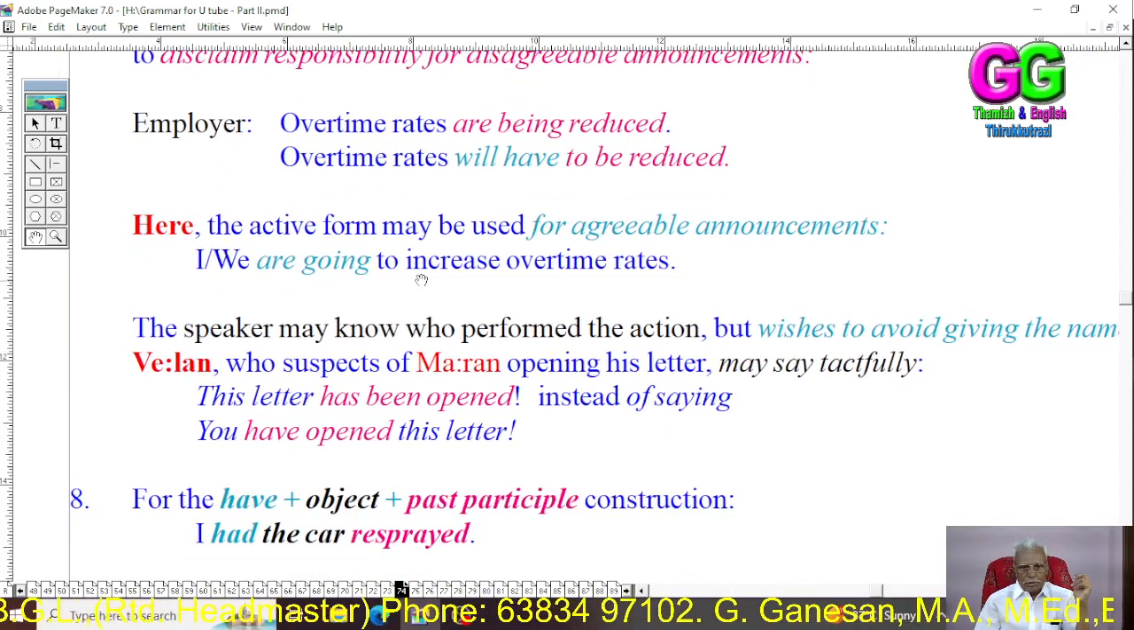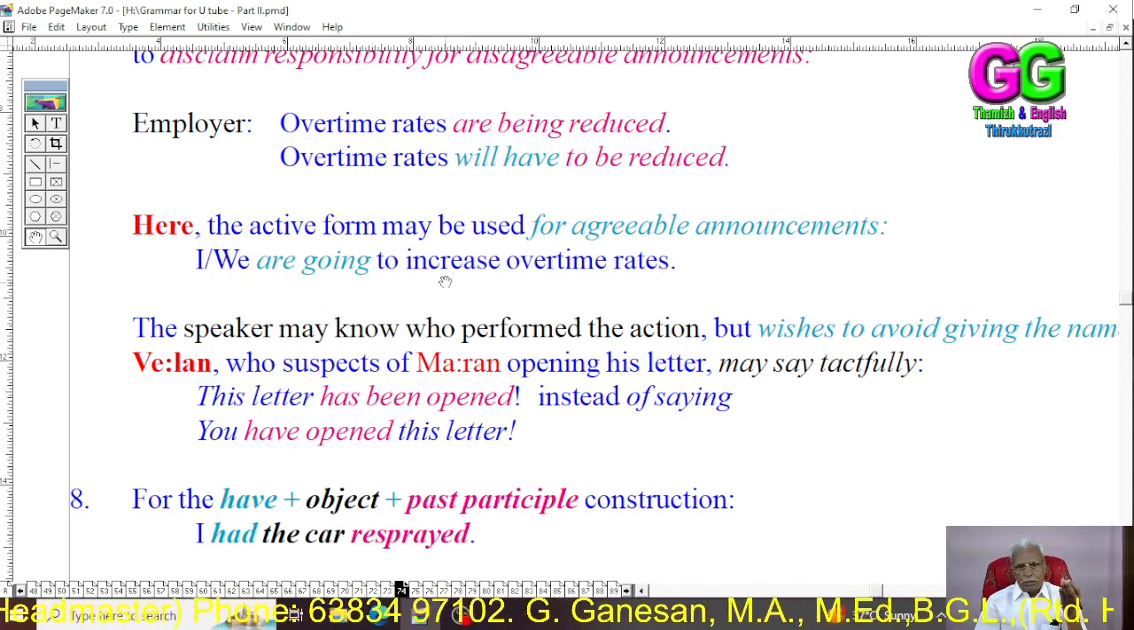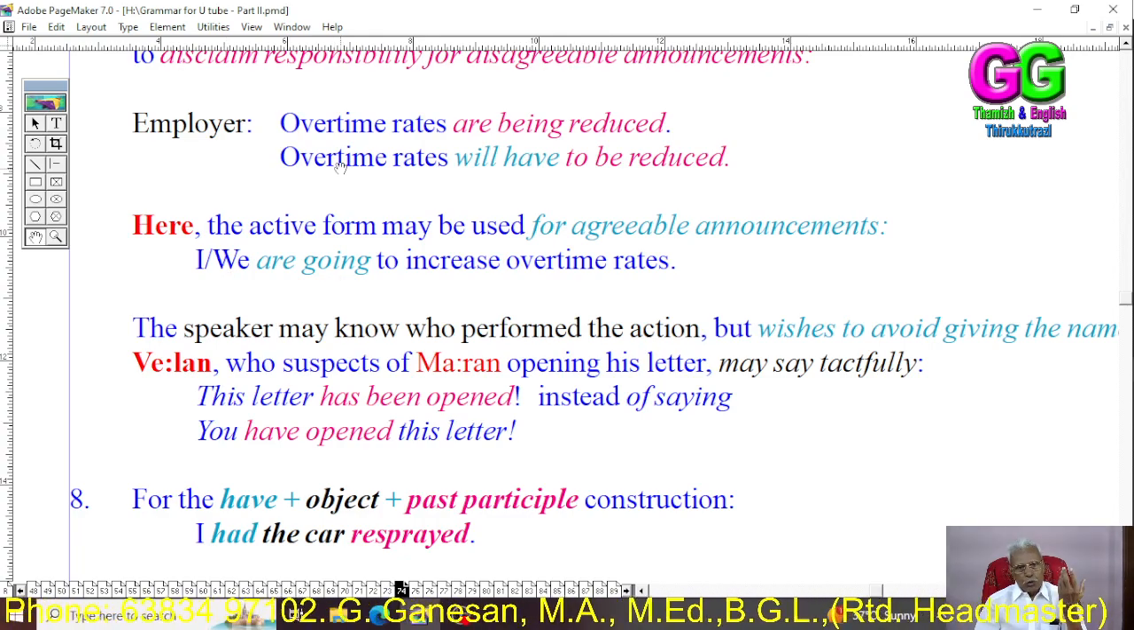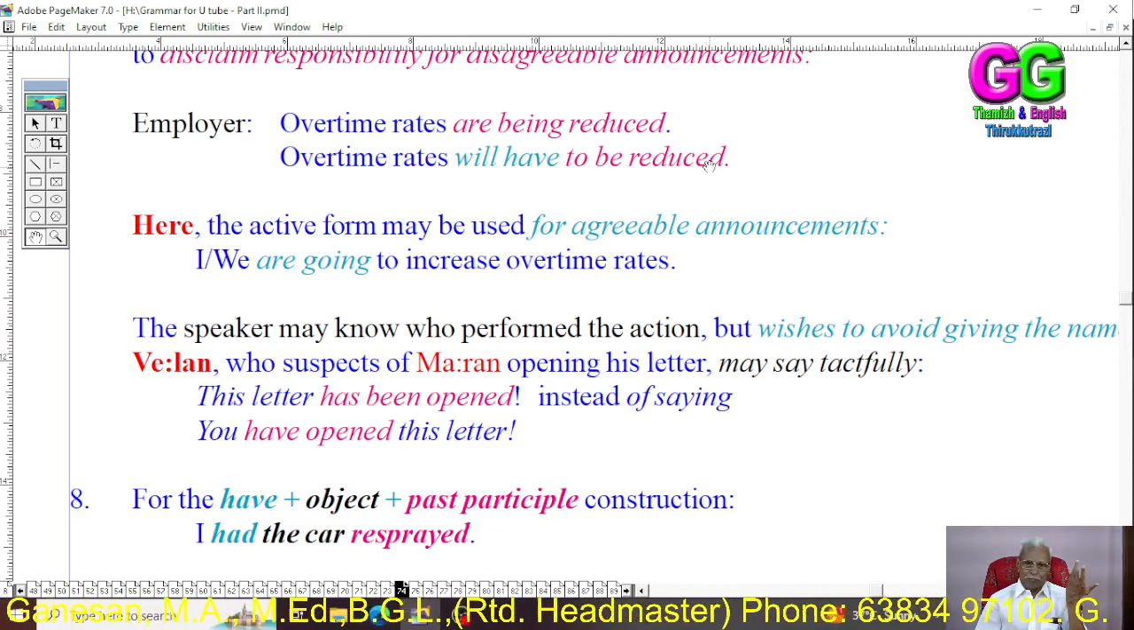We are going to increase overtime rates. It is agreeable, so the subject is shown, in active voice. Overtime rates will have to be reduced. Passive voice, because it is not an agreeable announcement.